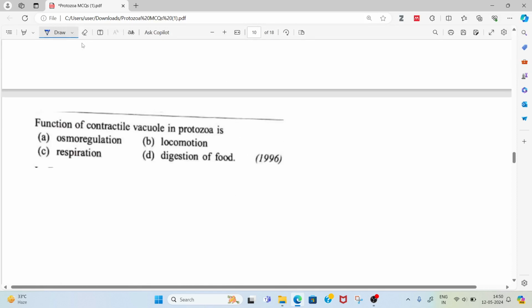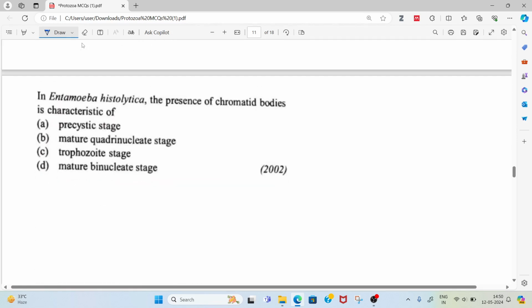Next question, function of contractile vacuole in protozoa. So again the question is repeated. Osmoregulation is the main function of the contractile vacuole.